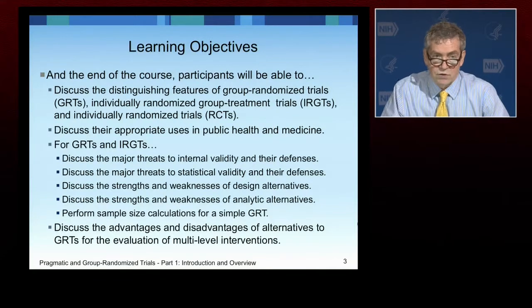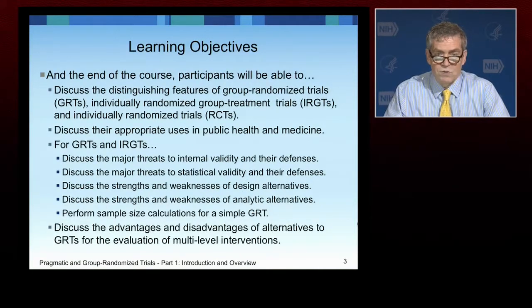The learning objectives are shown here. At the end of the course, we want participants to be able to discuss the distinguishing features of group randomized trials and the distinguishing features of individually randomized group treatment trials, which are related but different in important ways. We also want participants to be able to distinguish these trials from individually randomized trials. We expect that participants will be able to discuss the appropriate uses of these different designs in public health and medicine.